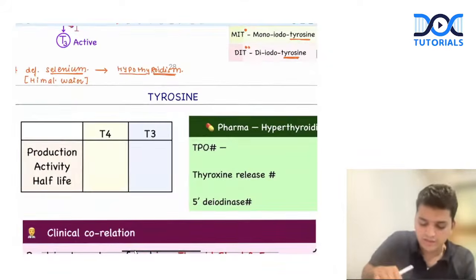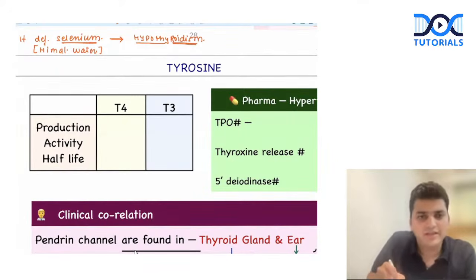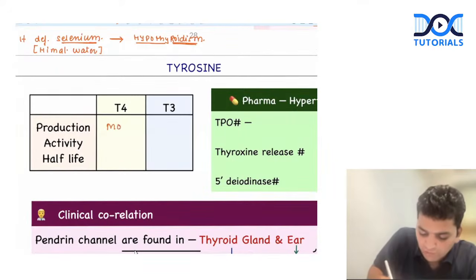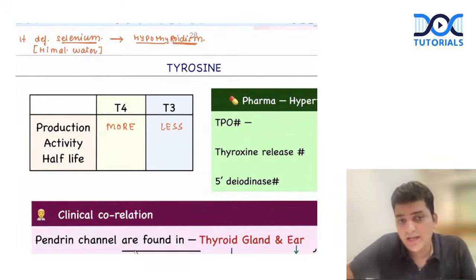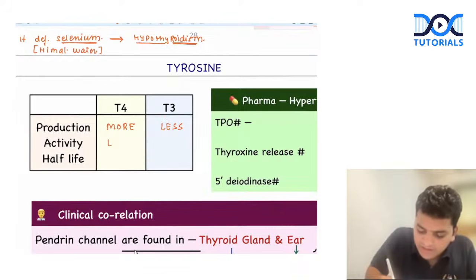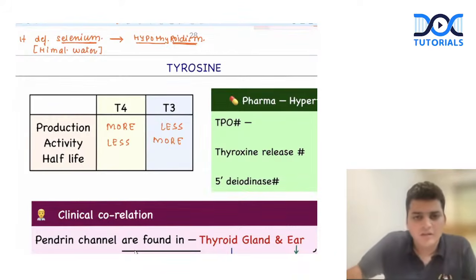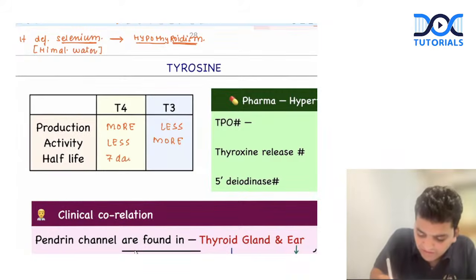And what other things is, if you compare them, T4 and T3, the production wise, the T4 production is more, the T3 production is less. But if you see the activity wise, the T4 is less active and T3 is more active. The half-life of T4 is around 7 days, whereas the half-life of T3 is 1.5 days.